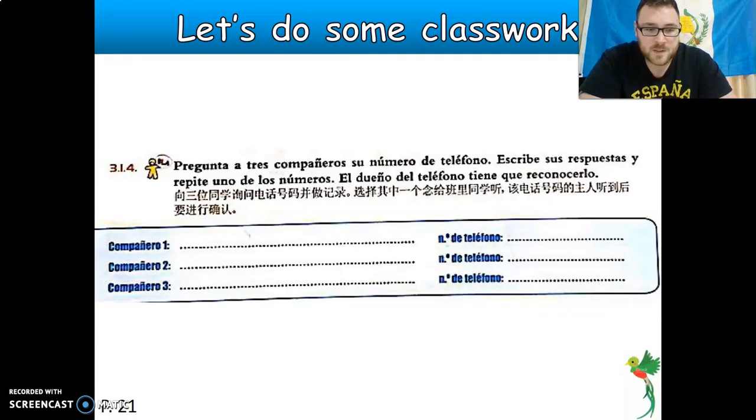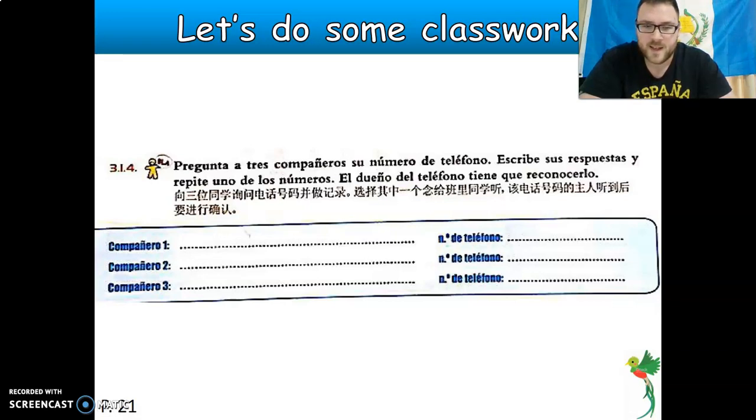Next, we were supposed to ask in class, asking three classmates for their phone number. Then you write down their names. Compañero means classmate, and then their telephone number. Of course, we're not in class, so this is going to be for homework.